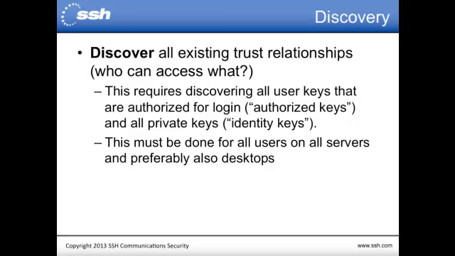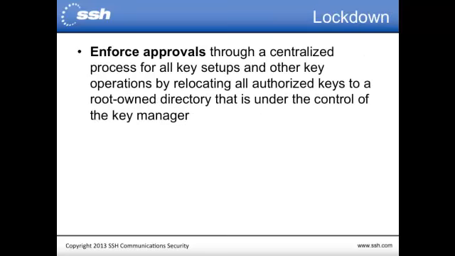So one of the big things, and this is one of the first things we do when we go into an identity access management discussion within an organization, is we need to do discovery. We need to discover all existing trust relationships and who can access what. Of course, this discovers the keys that are authorized for login, the authorized keys, and all private keys, the identity keys. And this must be done with all users on all servers, and preferably also on desktops.